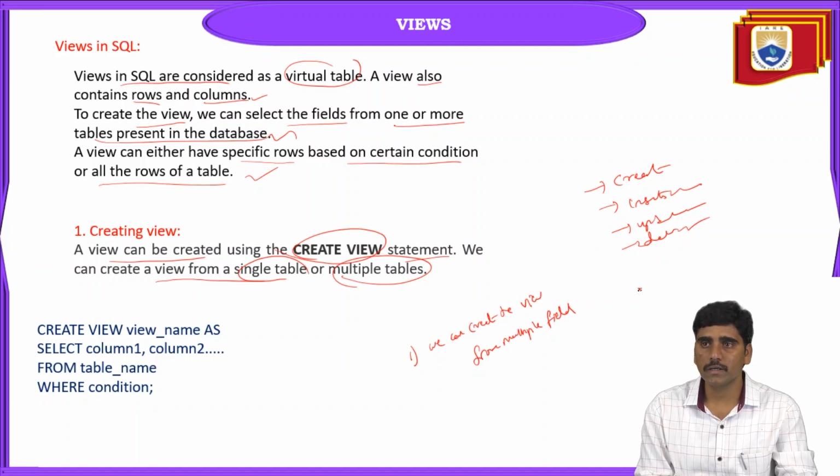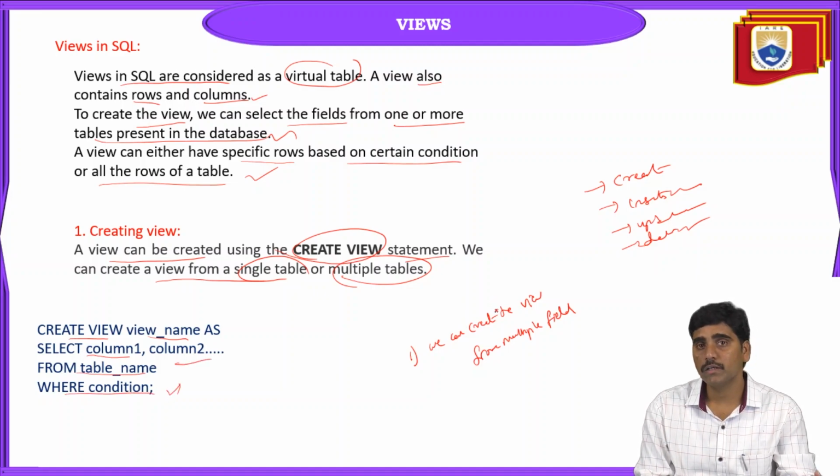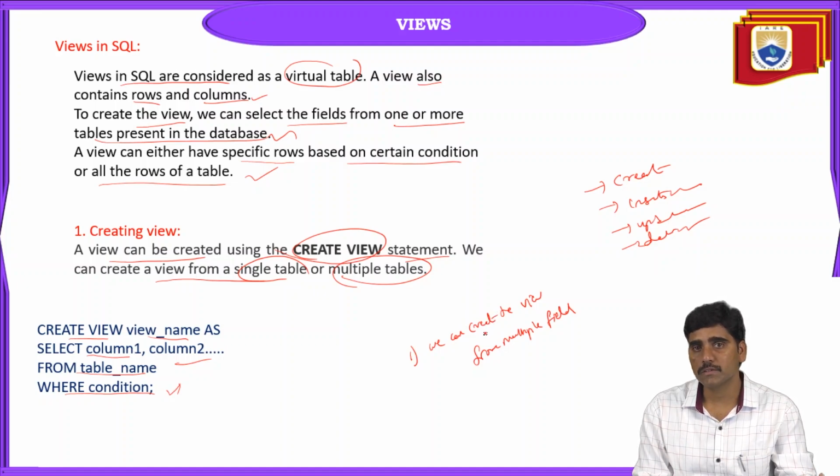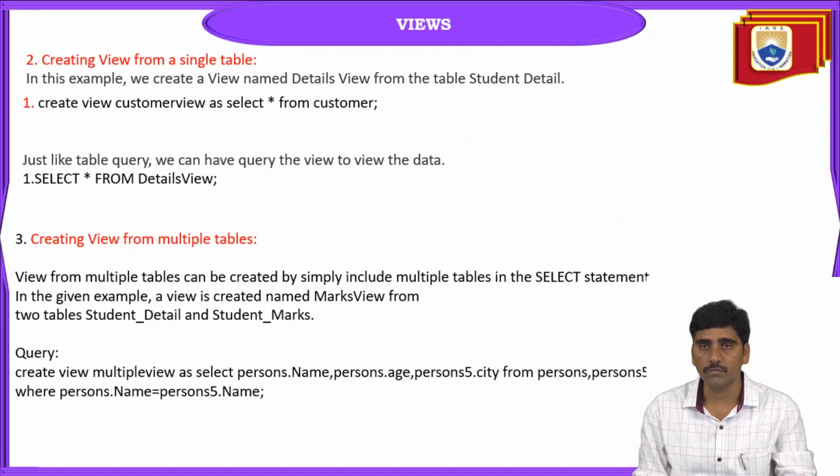So here the syntax is: create view view name as select column 1, column 2 from table name where condition. We need to specify the condition and the columns, from one table or multiple tables. On the basis of the columns we choose, we can create the view. So see here how we are going to create it.